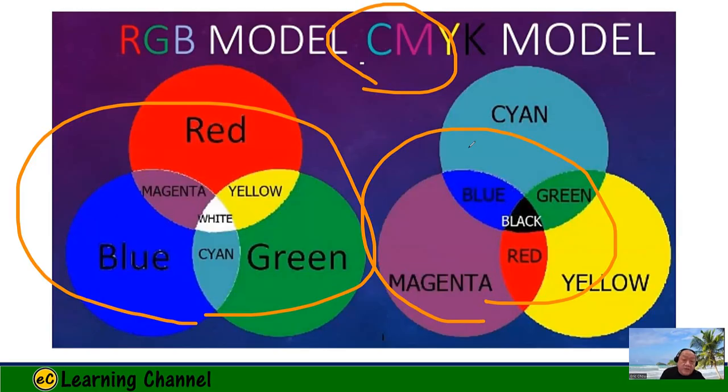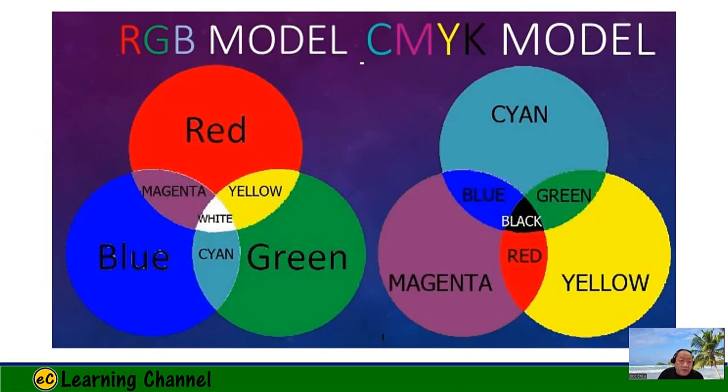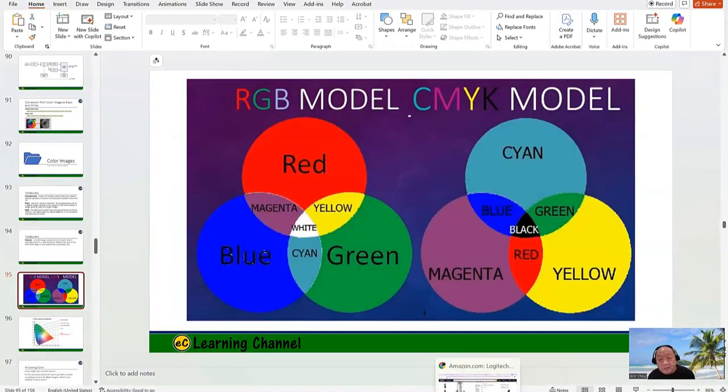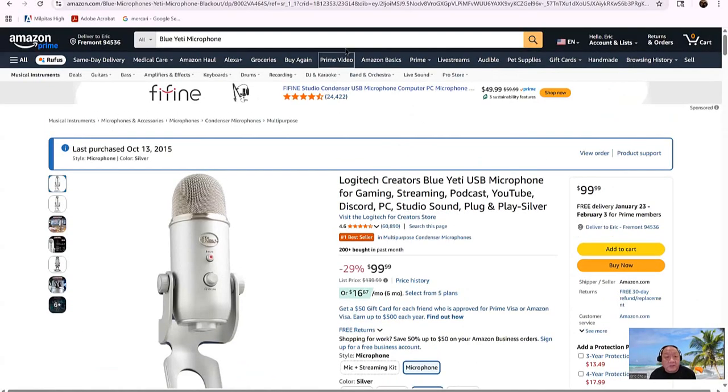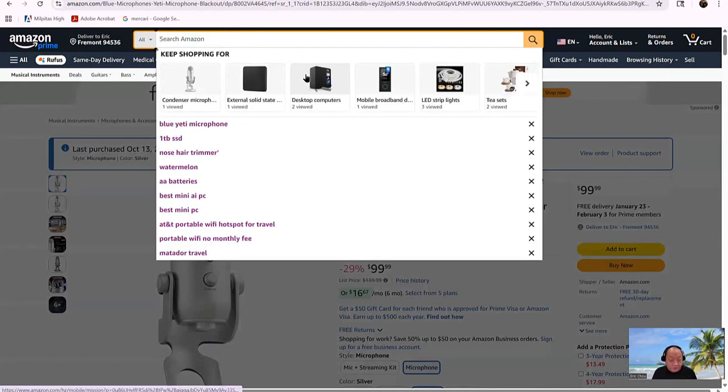RGB is very simple. Your monitor, your computer LCD is using RGB, your TV is using RGB, right? So who uses CMYK? Who uses this color model? RGB is one color model, CMYK is another. Who uses CMYK? Do you know that? You must have used it before, but you just don't know.